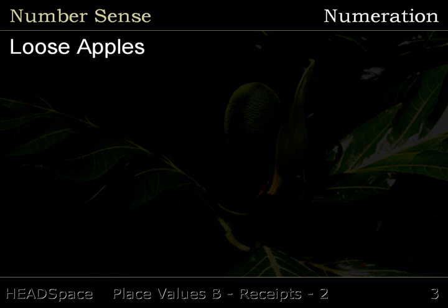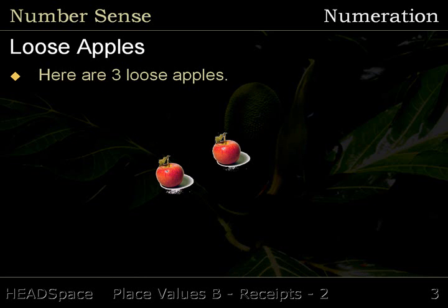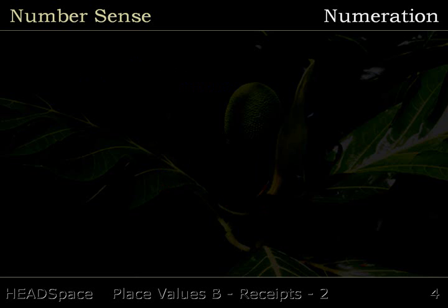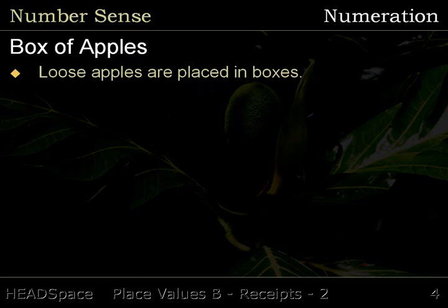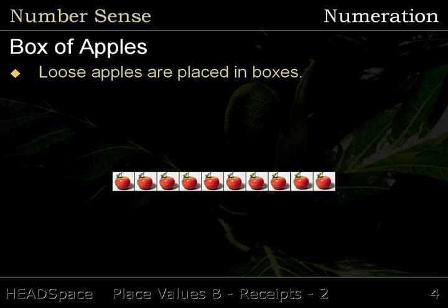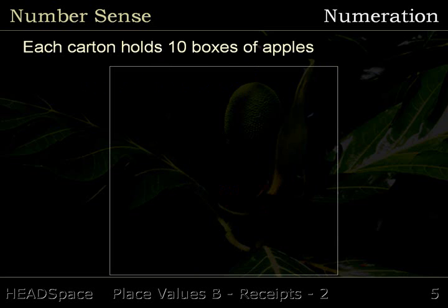Loose apples. Here are 3 loose apples. Boxes of apples. Loose apples are placed in boxes. Each full box has 10 apples. Each carton holds 10 boxes of apples.